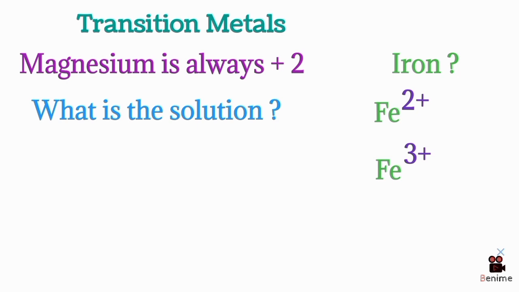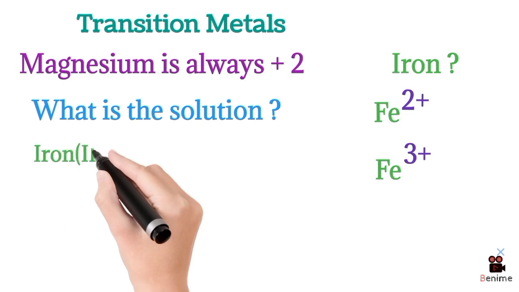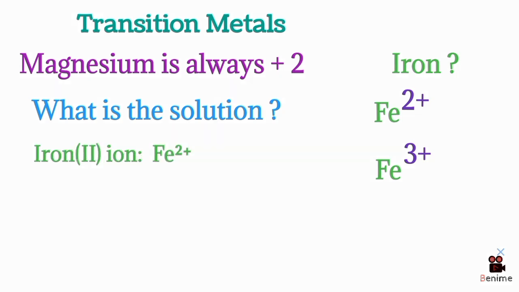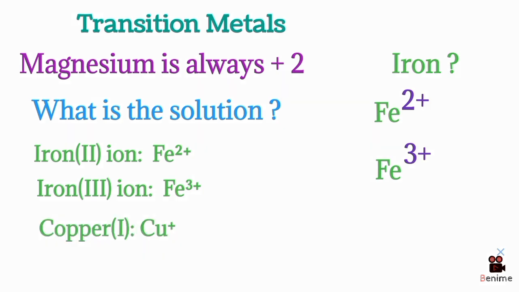Scientists use Roman numerals to avoid confusion. These Roman numerals tell us exactly how many positive charges that specific metal has in the compound. For example, iron(II) means +2 charge. Iron(III) means +3 charge. Copper(I) means +1 charge. Copper(II) means +2 charge. Now let's write some formulas.